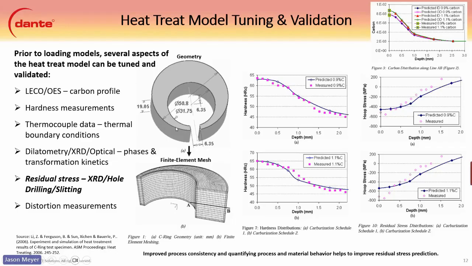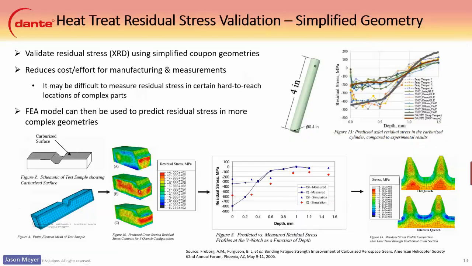And then finally, distortion measurements, which is kind of why this is here, is that measuring the distortion is really a big part of the residual stress, because the strains inherent in it cause the residual stress in the part. And then you want to make sure that you have a good validation between the residual stress, hardness, and everything before you continue with loading models. This work was done in the proceedings about 2006. So we have these on our website, in our publication section, if you'd like to look more into these.